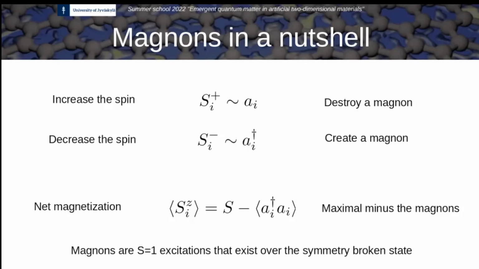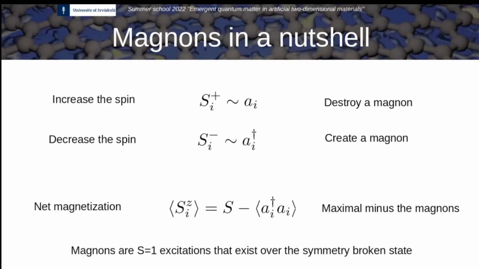So you may think that you start from the maximal magnetization, then you apply S minus, and when you apply S minus, you lower the magnetization of your system and you create a quasi-particle. So essentially, the interpretation is that S minus is the creation operator of a bosonic quasi-particle that we call a magnon. In other words, the more magnons you have in a two-dimensional magnet, the lower your magnetization is. And the fewer magnons you have, the higher your magnetization is.